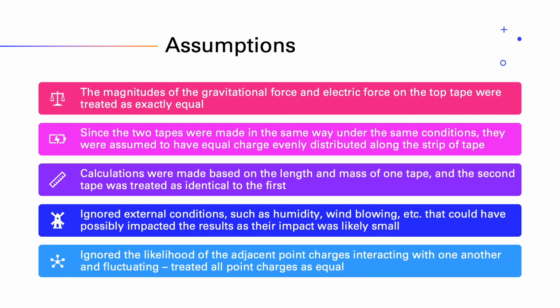We're still assuming that the magnitudes of the gravitational force and electric force on the top tape are treated as exactly equal. And since the 2 tapes were made in the same way under the same conditions, they're still assumed to have equal charge, evenly distributed along the strip of the tape. And the calculations are still made as treating the 2 tapes as exactly identical. We're still ignoring the external conditions like the humidity, the wind blowing, and things like that. And this time we're having to ignore the likelihood of the adjacent point charges interacting with one another and fluctuating in charge a little bit. We're treating them all as equal.